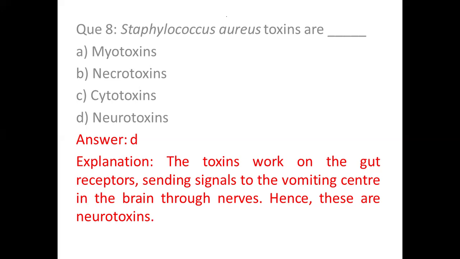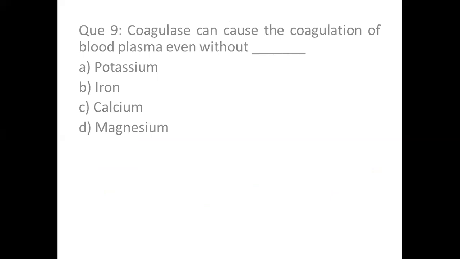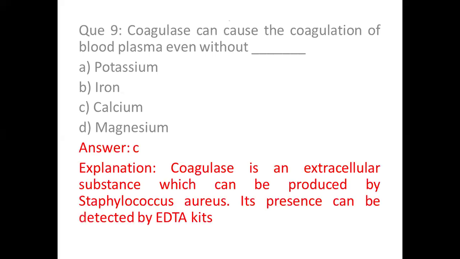Question number 9: coagulase can cause coagulation of blood plasma even without which of these: option A, potassium; option B, iron; option C, calcium; and option D, magnesium. The correct answer is option C, calcium. Coagulase is an extracellular substance which can be produced by Staphylococcus aureus. Its presence can be detected by EDTA kits.